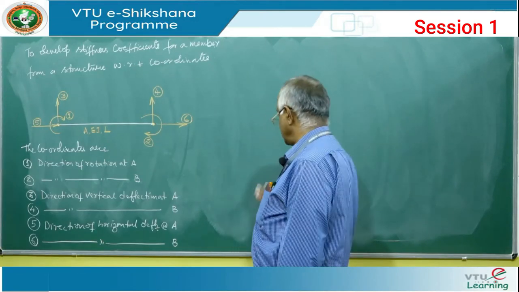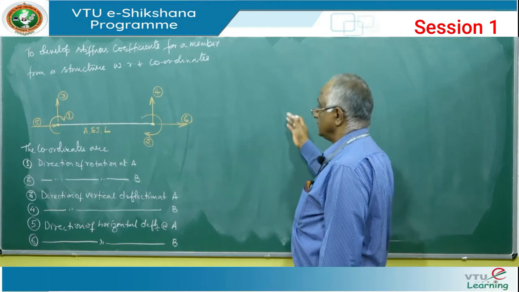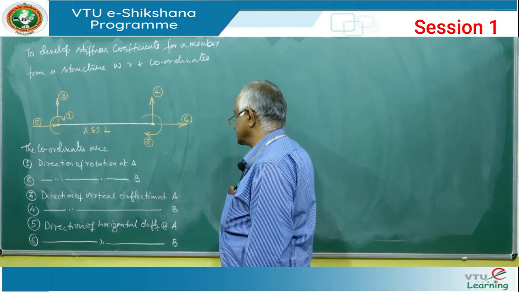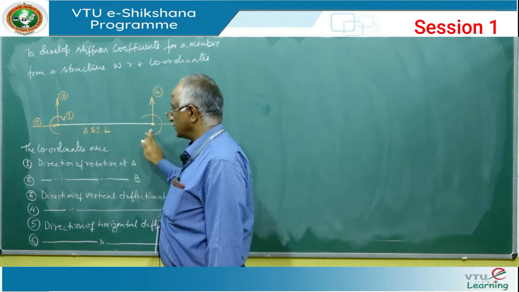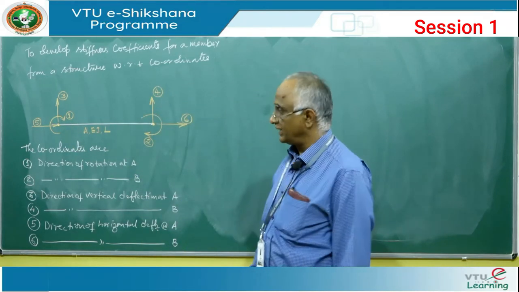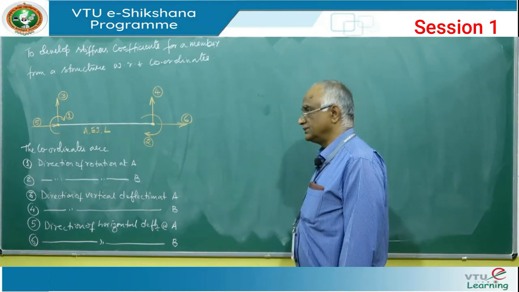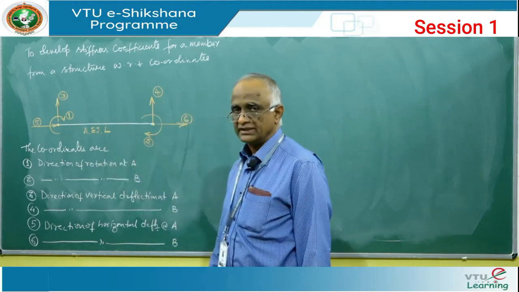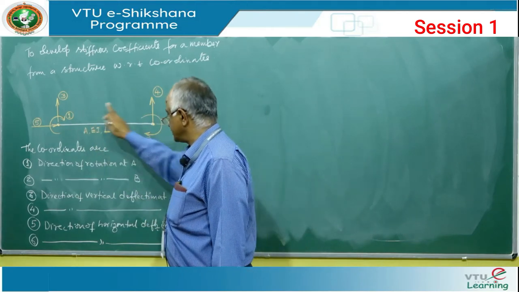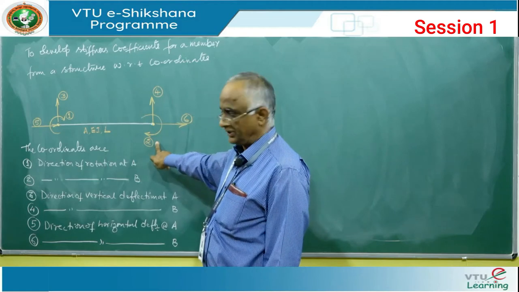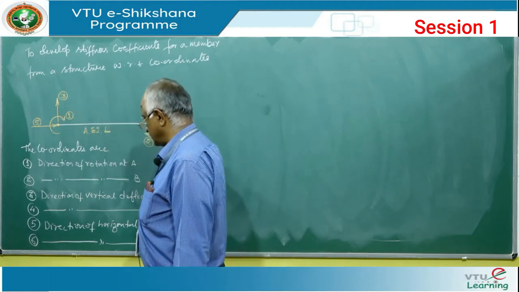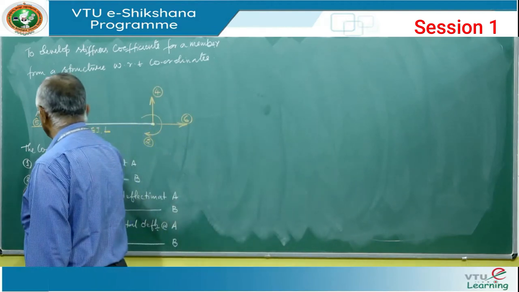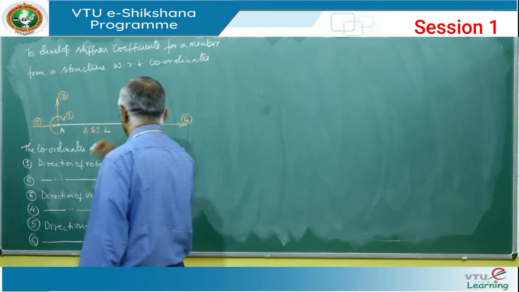So I told you in the earlier session how to develop the stiffness matrix and their coordinates. I have taken a member from a structure wherein you have 6 coordinates in total. 4 of them are deflections, 2 are rotations. I have marked the coordinates 1 and 2 for the rotations at A and B, and 3 and 4 are the vertical deflections at A and B. A means the left support here and B is the right point.